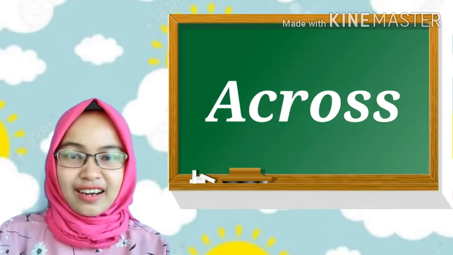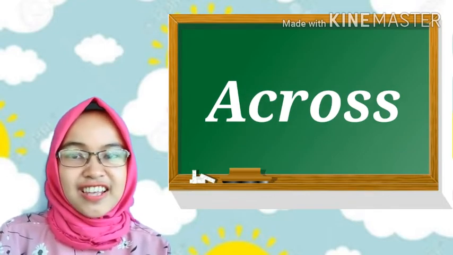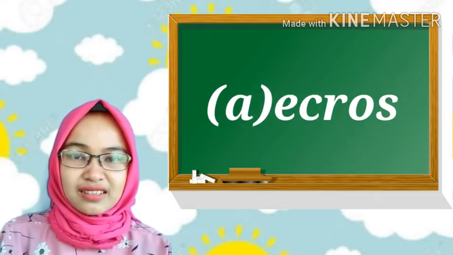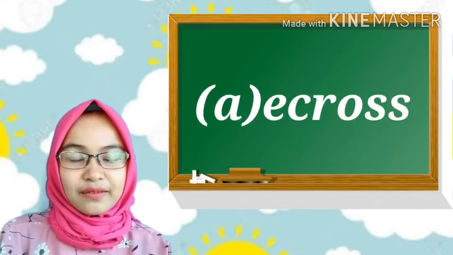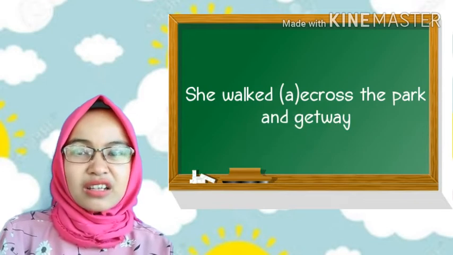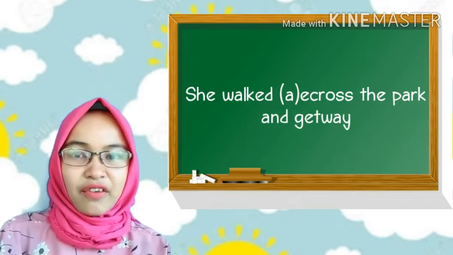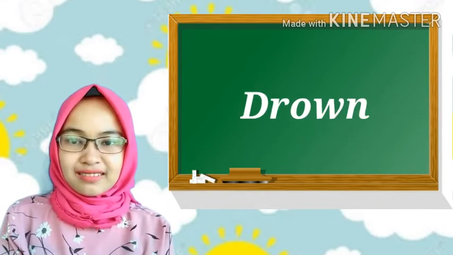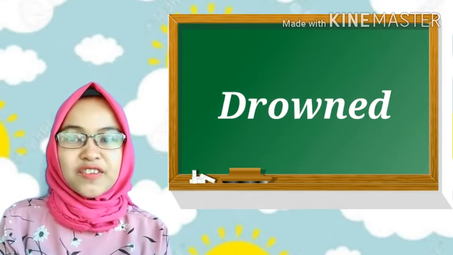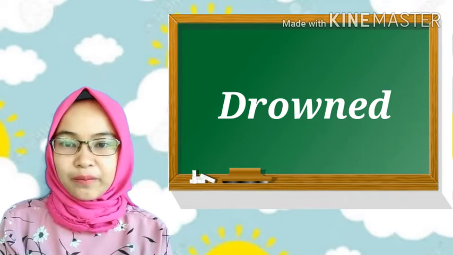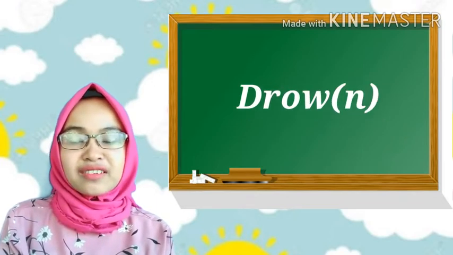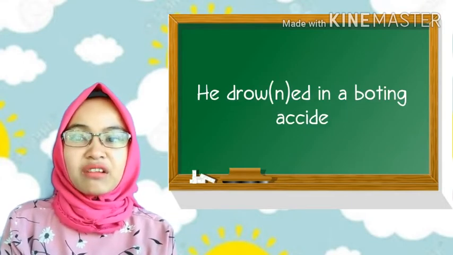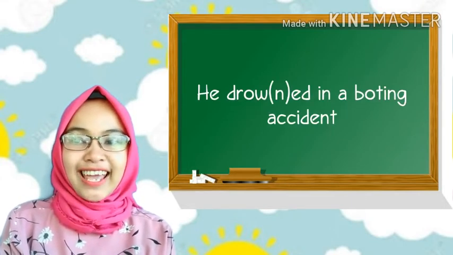Egg crush. Not say a crush. This is wrong. Repeat after me. Egg crush. For example, we walked across the park and got wet. London. Not say it the wrong way. This is wrong. Repeat after me. London. Drunken. Example: he drowned in a boating accident.